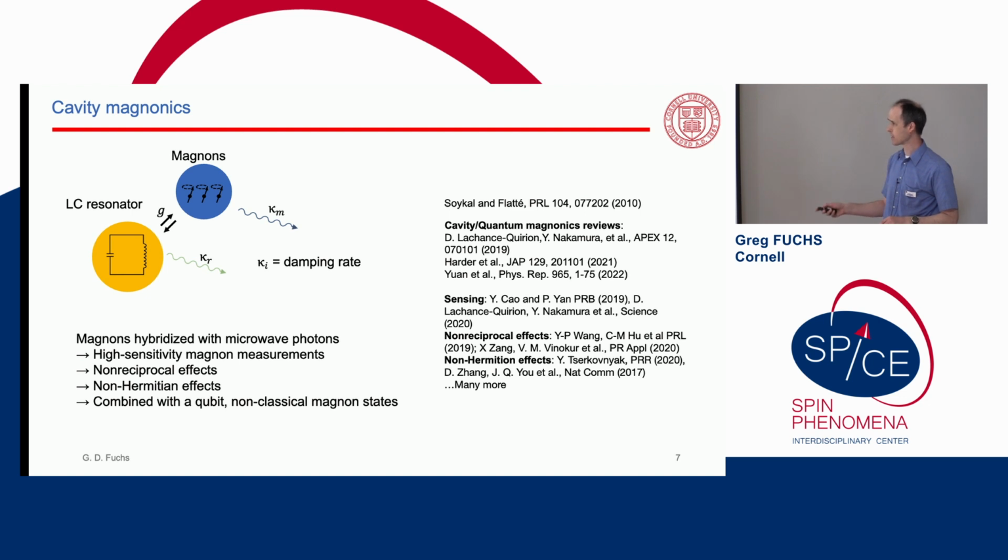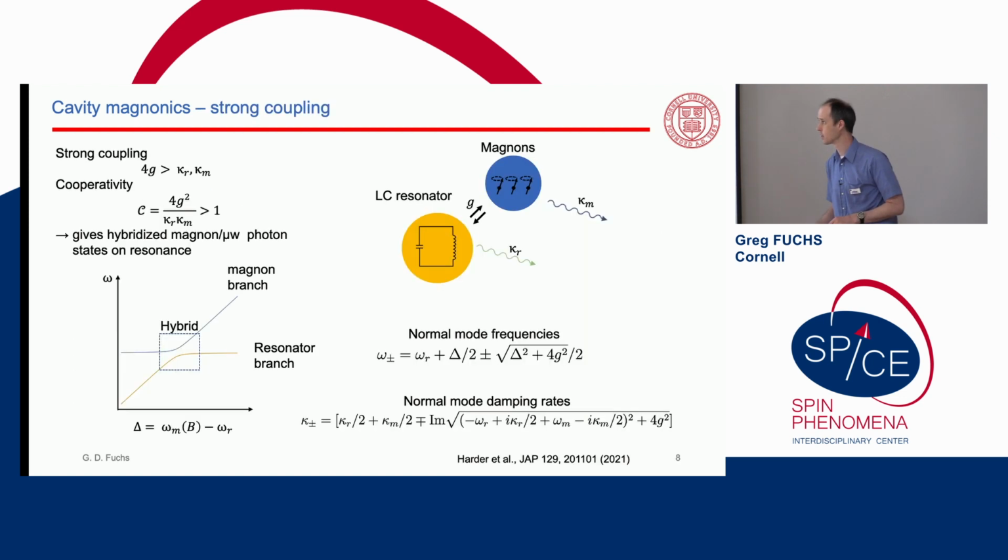This gives a basic picture of the cavity magnonic platform that we have. We have some simple electromagnetic resonator. Here it's just a lumped element LC resonator, and then some kind of magnetic excitation, magnons. They each have their own damping rates, and they have some coupling between them. Okay. So the interesting regime of cavity magnonics, where most of the phenomena that we wish to study take place, is in the strong coupling limit.